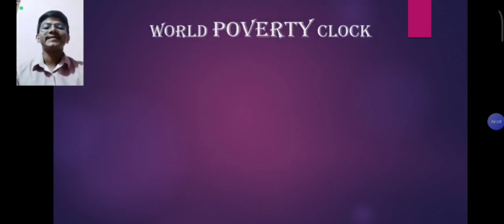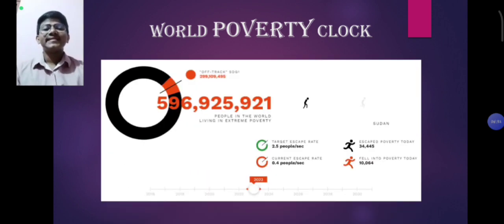Now we can see a world poverty clock. It's a world poverty clock that shows now in this world 59 crore 69 lakh 25,921 people are in the poverty line. Today, 34,446 people escaped from poverty and 10,064 people fell into poverty.